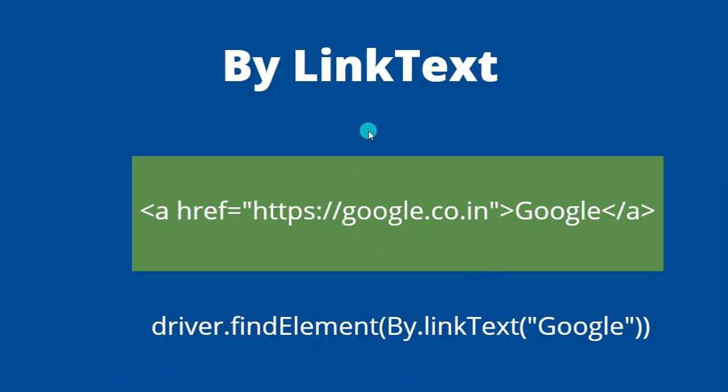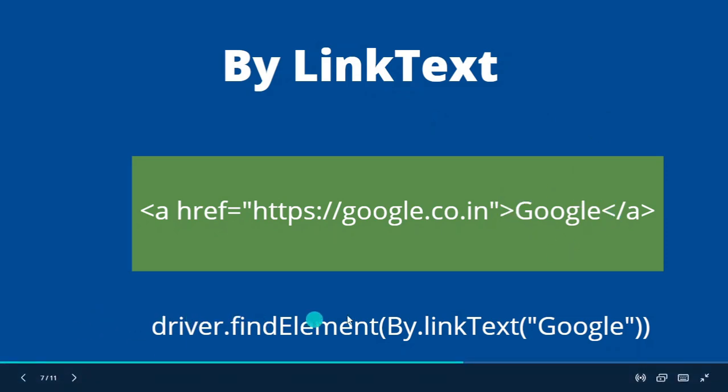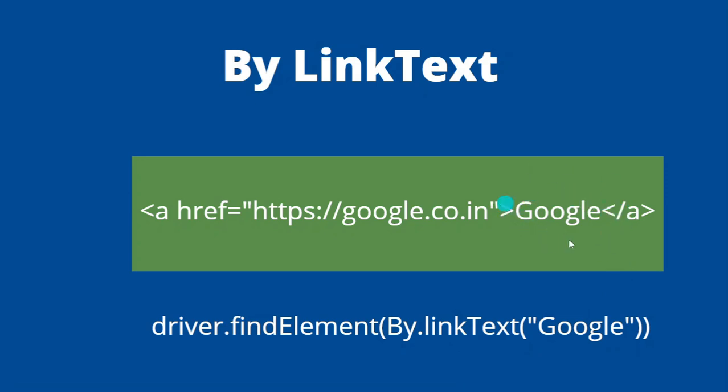The next locator which we have got is link text. So let's say in your web application, you have got a link with the name Google. In HTML, it will be in this particular format, with the anchor tag, and we have got the text as Google. By using this link text locator, we can find the Google link by writing driver.findElement by link text, and we will be providing the text of the link here, which is Google.